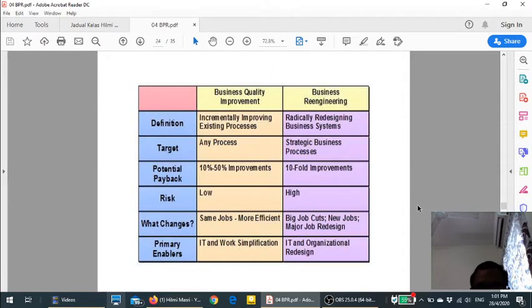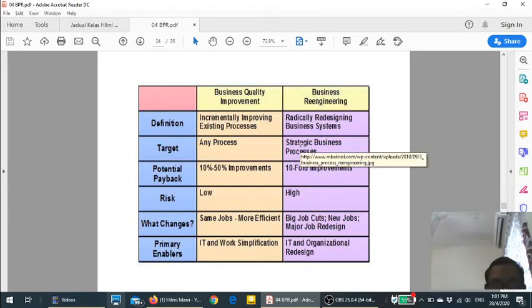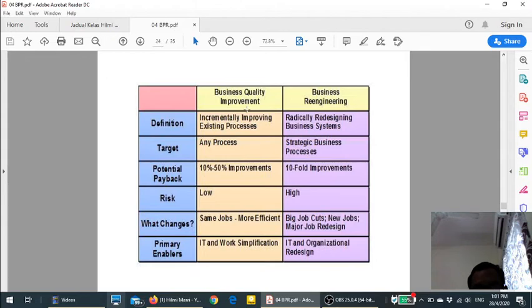We use property management software, we use accounting software, we use human resource software to help improve our management process of a property. Okay, so you can read through the differences from the traditional one, the business quality improvement, and the business re-engineering. You can see on the risk, even though business quality improvement has low risk and business re-engineering is high, the changes will become a bigger improvement. Like you can see here, there is about tenfold improvement as compared to only 10 to 50% improvement of the organization by the traditional system.